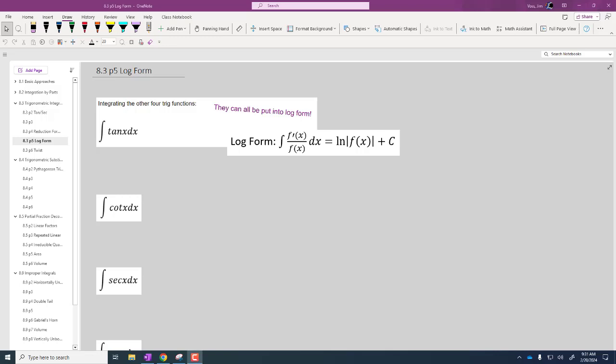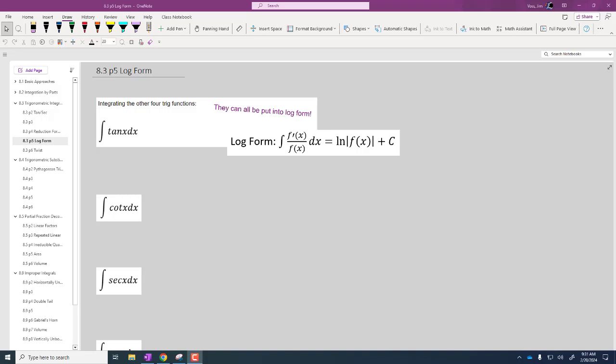And it's more of a refresher than anything. So we've seen a whole bunch of integrals that have that log form, where I'm talking about log form as the denominator's derivative is the numerator. That's what I mean when I say log form.